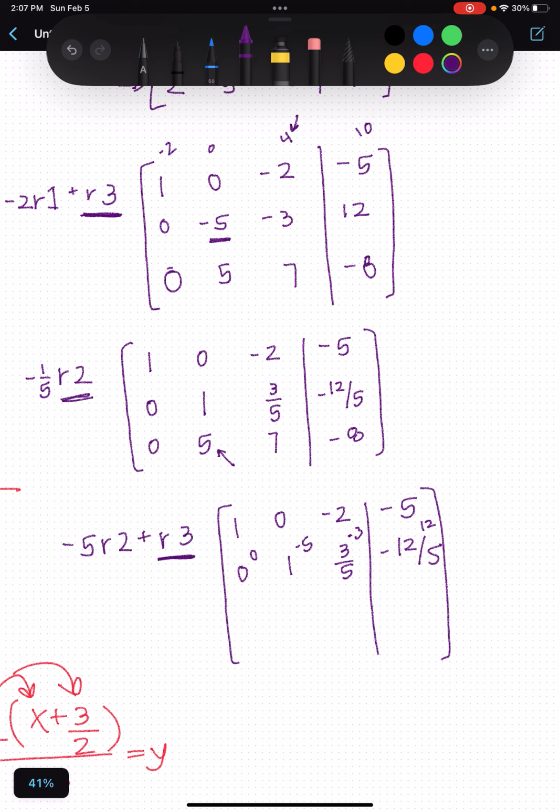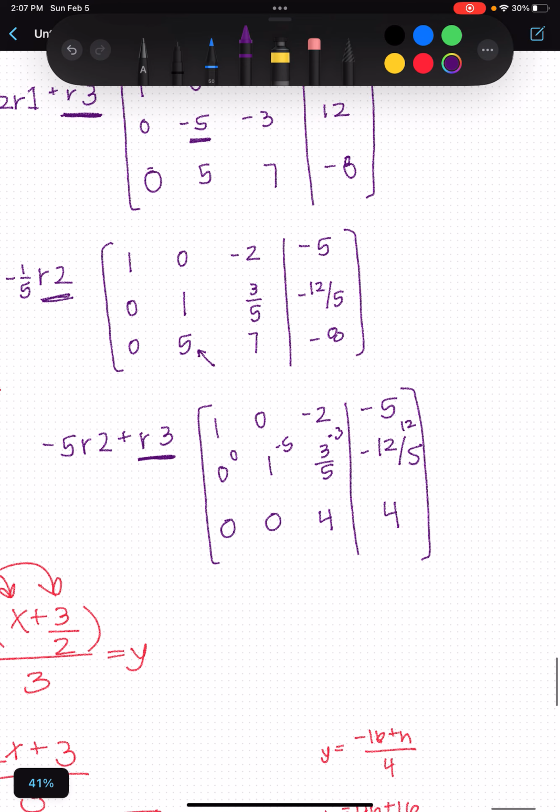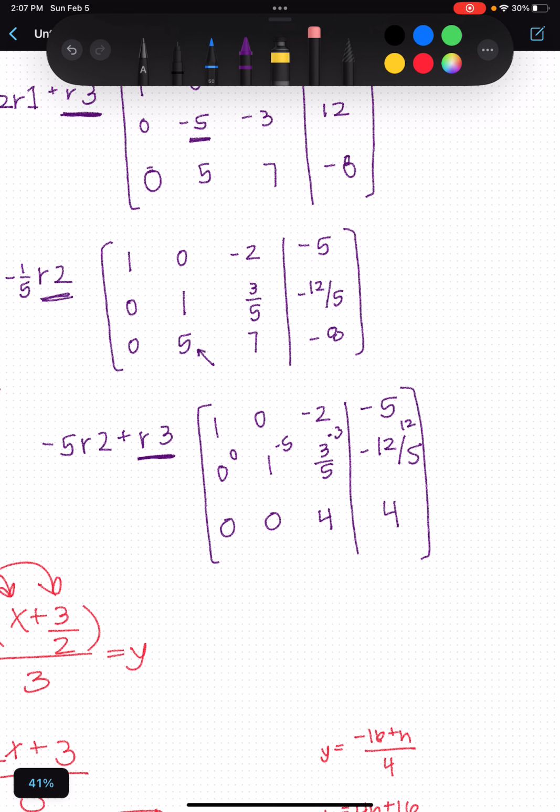So 0 plus 0 gives me 0. -5 plus 5 gives me 0, which is what we wanted. -3 plus 7 gives me 4. And then 12 plus -8 also gives me 4. All right. And then once again, I haven't really said this, but obviously we had to multiply, and so that's why we were drawing those little numbers, but now we can erase them if we want.